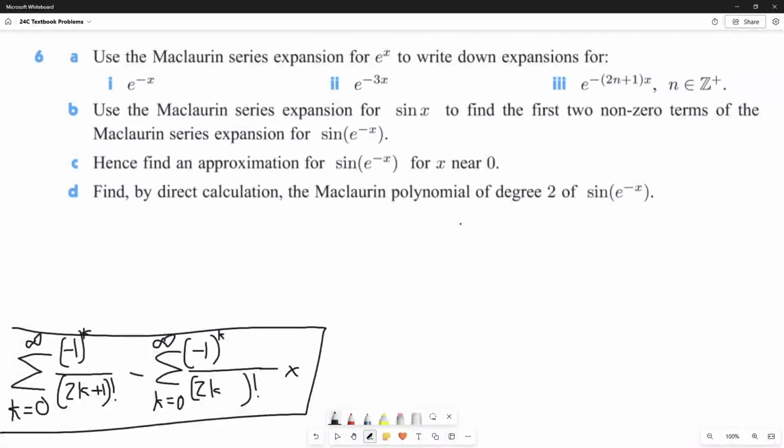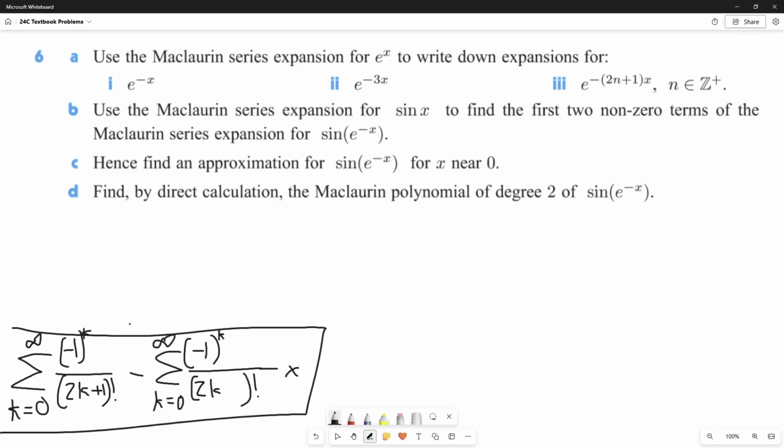Part C says, hence find an approximation for sine of e to the negative x for x near 0. And when x is near 0, that means that, because we only wrote the first two terms, as we write more terms, the x is going to increase to x squared, x cubed, x to the fourth, and when x is near 0, that means all the future terms approach 0 as well. So we should only focus on these two terms that we wrote to find an approximation.